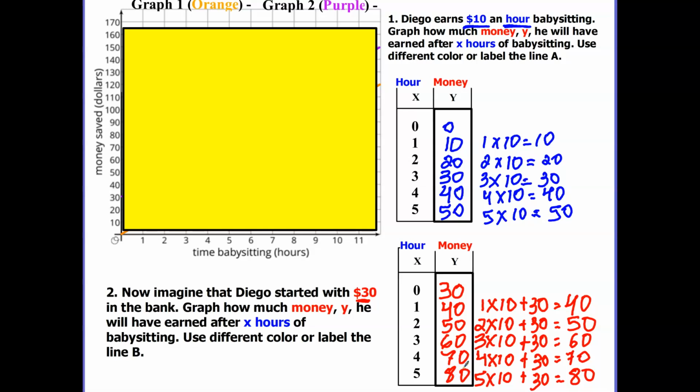So we can see that these two word problems are different, but they're also the same because in both word problems he made the same amount of money. He made $10 an hour. But in the second problem, he already had $30 in the bank.